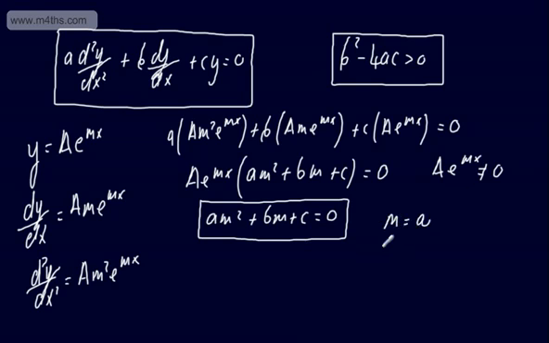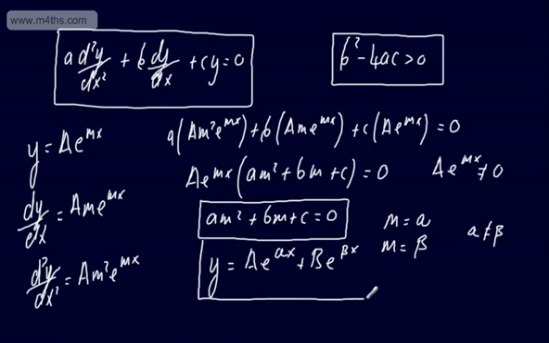When we solve the auxiliary equation, and we have, in this case, two distinct real roots, m is equal to alpha and or m is equal to beta, where alpha does not equal beta, the solutions to our differential equation will be y is equal to a e to the alpha x plus b e to the beta x, where a and b are arbitrary constants. So this is the general solution.